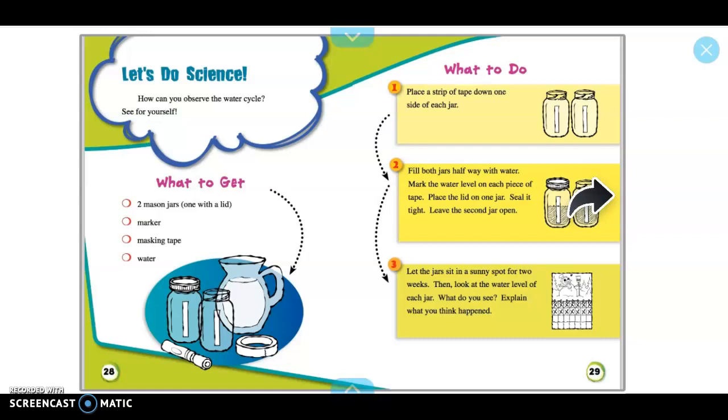Let the jars sit in a sunny spot for 2 weeks. Then look at the water level of each jar. What do you see? Explain what you think will happen. So, that's a good question. What do you think will happen to the water if you did this experiment right here?